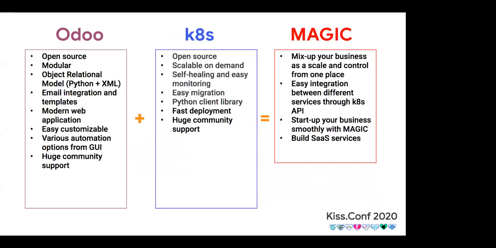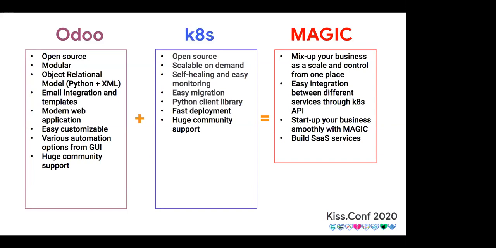So we made up something simple, just to make it interesting: Odoo plus Kubernetes equals magic. What we mean is that they both have separate features, and if they combine, we can have really good and fast solutions. We think it's beneficial, so we decided to share it with you, and we will give some examples also.